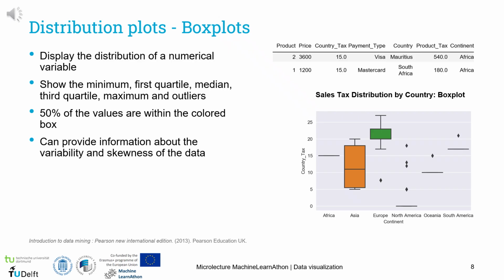Sometimes it's not possible to create box plots because you need a certain number of data points. This is why we probably don't have box plots for South America, for example. And they are very useful because they can provide information about the variability and the skewness of data. Meaning, for example, if you have many high values or many low values, or in general, if the data spread is very high or low.